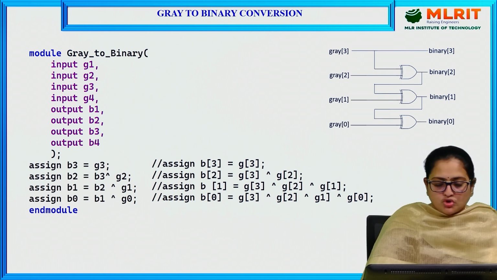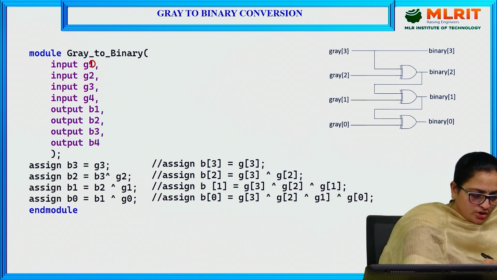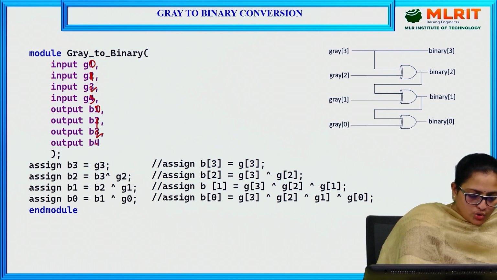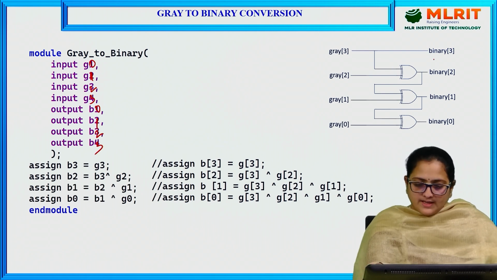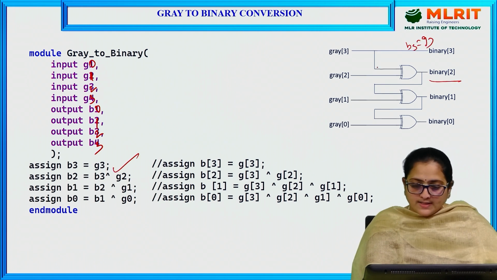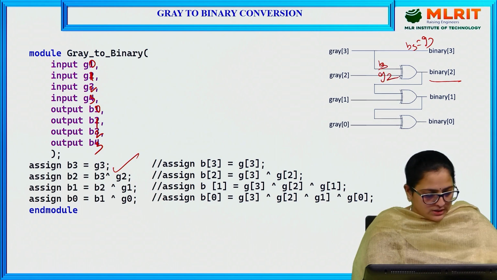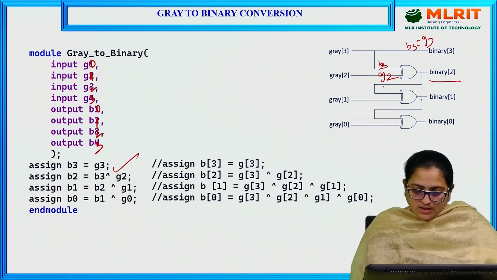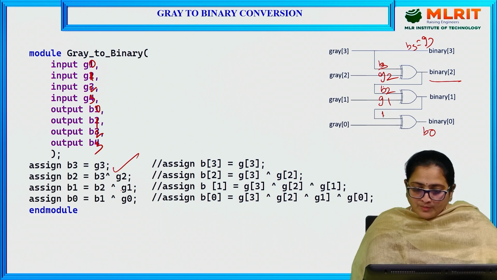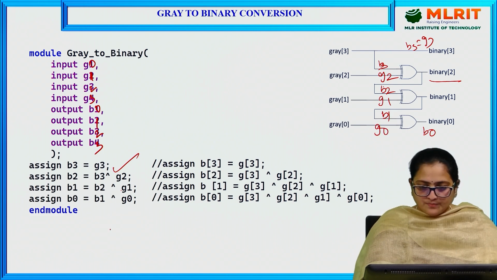So, module name gray to binary, inputs are G0, G1, G2, G3 and B0, B1, B2, B3 are the outputs. Now, assign B3 value as G3 value and assign B2 value as B3 XOR with G2, and assign B1 value with B2 XOR with G1, and the binary value B0 is assigned with the B1 value XOR with G0. So, this is how you can assign values for the outputs in a data flow.